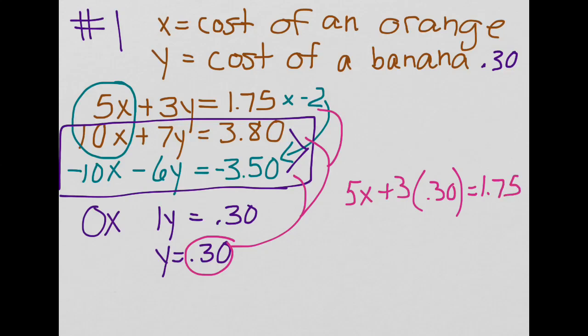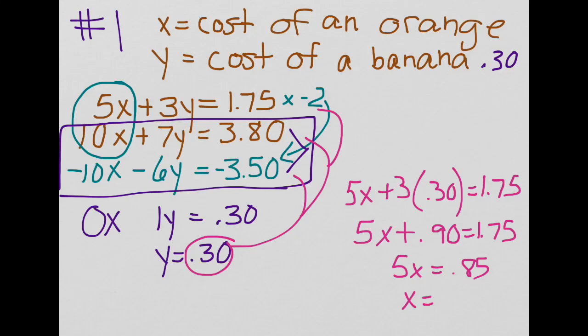3 times 30 cents is 90 cents, so 5x plus 90 cents equals $1.75. If I subtract 90 cents from both sides, I get that 5x equals 85 cents. And that tells me that x equals 17 cents. Does that value make sense for this problem? Sure, an orange could totally cost 17 cents.